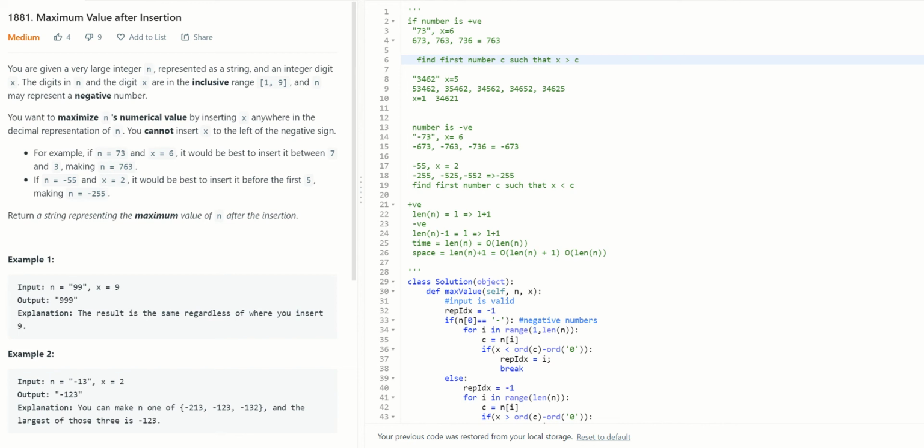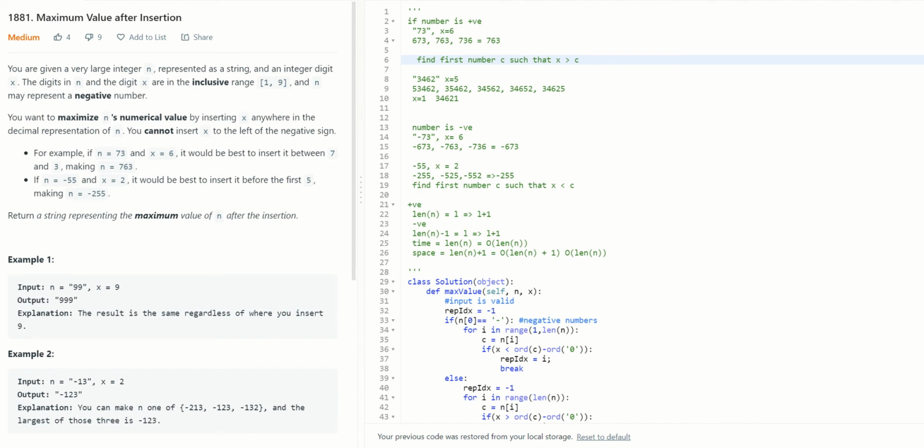Now you want to maximize n's numerical value by inserting x anywhere in the decimal representation of n. You cannot insert x to the left of the negative sign. That actually makes sense, right? If you insert to the left of the negative sign, it cannot be called a number. So you have to insert between the digits, or after the negative sign also. And we are supposed to return a string representing the maximum value of n after the insertion. So that's the problem statement.